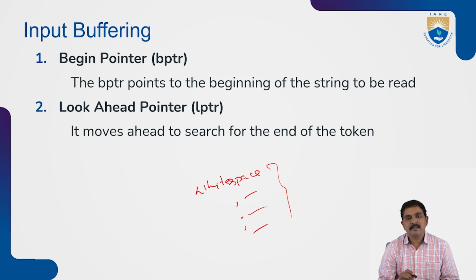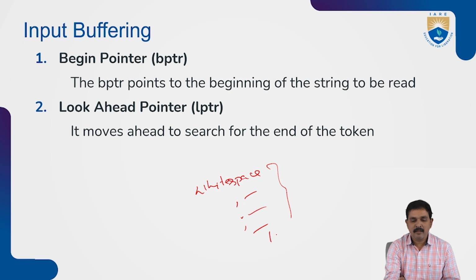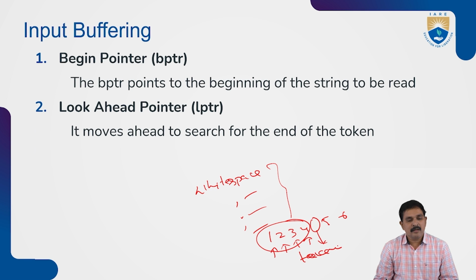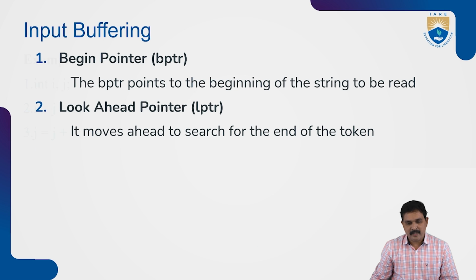Until then, it scans one character at a time. The pointer moves through positions 1, 2, 3, 4, and moves on like this. At position 5 white space occurs. So now this group of the first four characters is one token. This is the logic we use in the case of the input buffer.